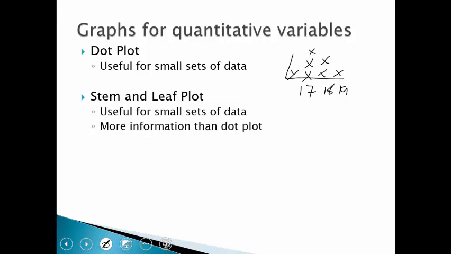And in my opinion, you get more information than a dot plot because you actually use the quantitative values to build the graph. So you're using the numbers 17 and 18 and 19 to build a graph.